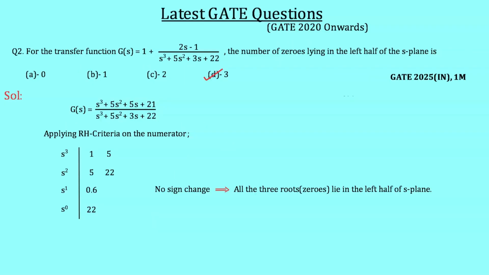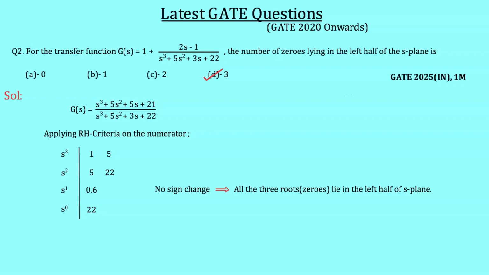The next question is also mathematically quite simple, but you have to be a little bit cautious about what the question is actually asking you to find. The thing is, we generally apply the Routh-Hurwitz criteria on the denominator, but here we are supposed to find the zeros rather than poles of the system.